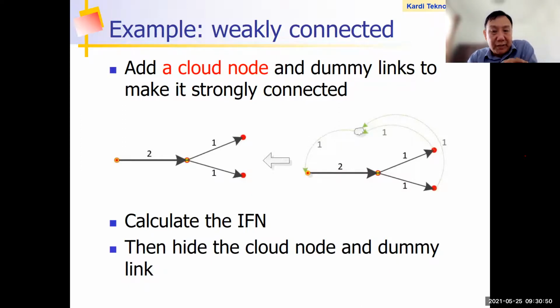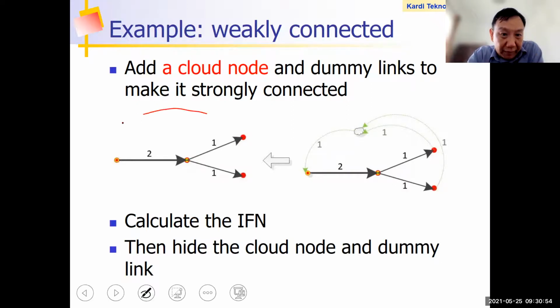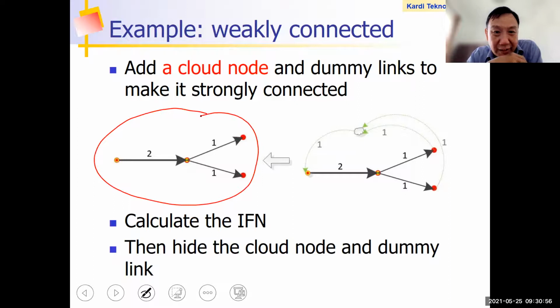Say you have this network on the left. Can you see? This is clearly a weakly connected network, isn't it? There is a source node here. There are two sink nodes here, right? So how will I calculate the IFN? Well, I can calculate the IFN by adding a cloud node. You see here?